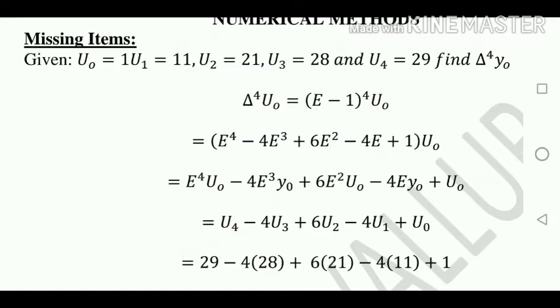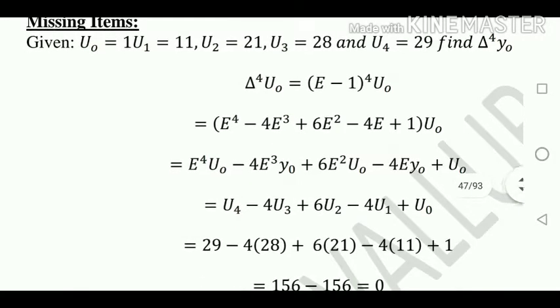This is a formula. It is derived by drawing a simple triangle of differences, and it is in your book itself in the example sums. So this is the formula for (E minus 1) whole power 4. Here E⁴ u0 becomes u4, minus 4E³ u0, plus 6E² u0, minus 4E u0, plus u0.